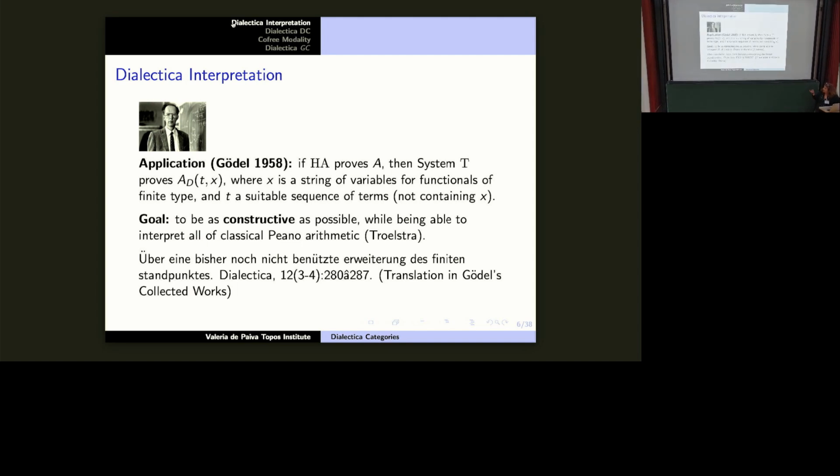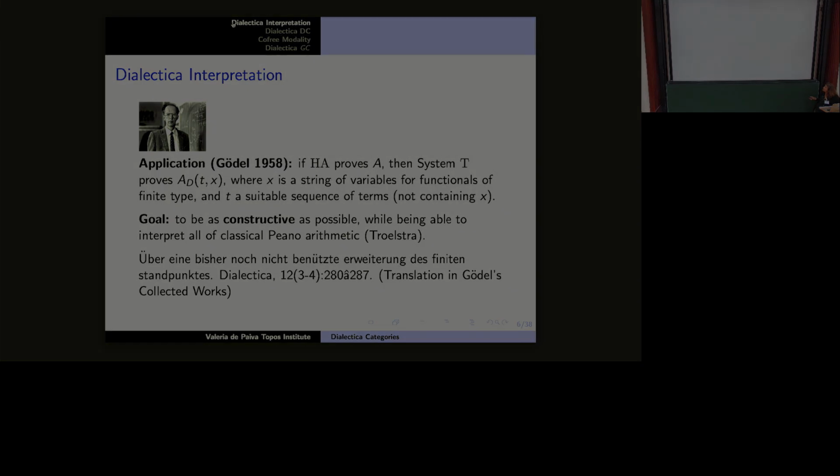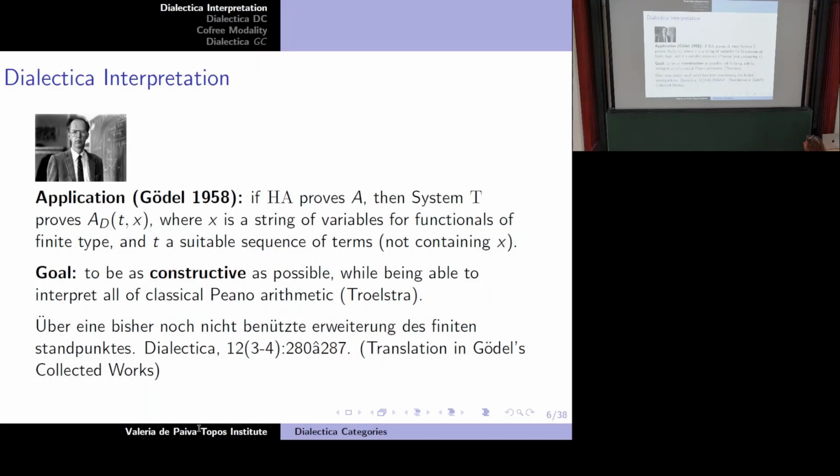So the idea then is to transform any formula into a formula of that shape, and with that, what you need to do is to be as constructive as possible, while being able to interpret all of classical Peano arithmetic, which is the suggestion of Professor Troelstra, whose picture I'm showing up there. And the original dialectica interpretation then appeared in the journal Dialectica in 1958. So that's this business of being as constructive as possible.